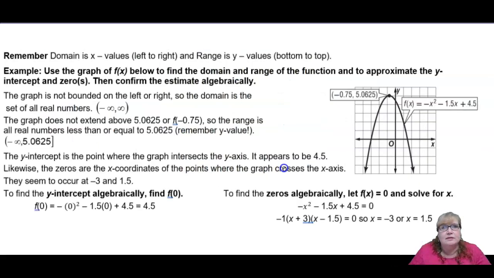All right. So this is our reminder that domain is x values read left to right, and range is y values read bottom to top.